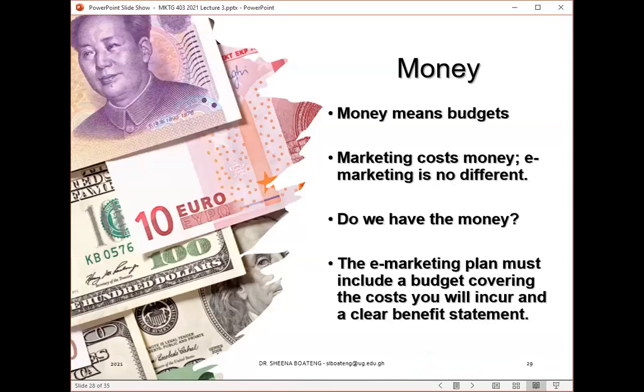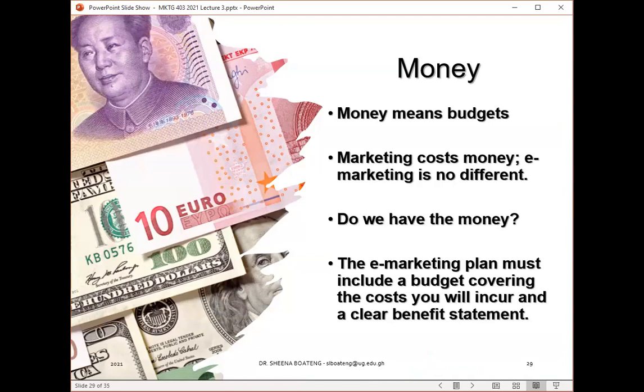Next, we need to talk about money, right? Everything costs money. And when we say money here, we are referring to the development of a budget, which we will discuss into further detail in the latter part of the lecture. We need actual budgets that will detail the financial implications and the cost implications of the e-marketing strategy that we are developing, because remember, marketing costs money.